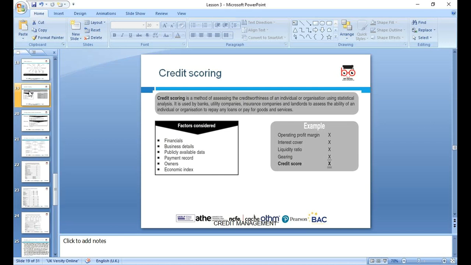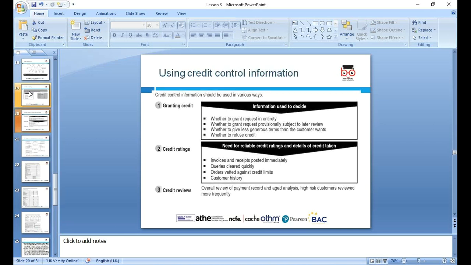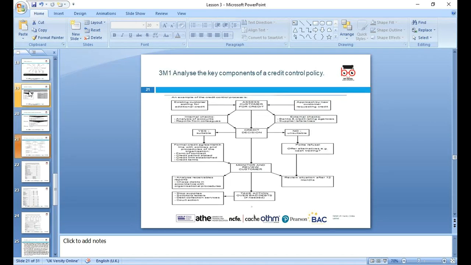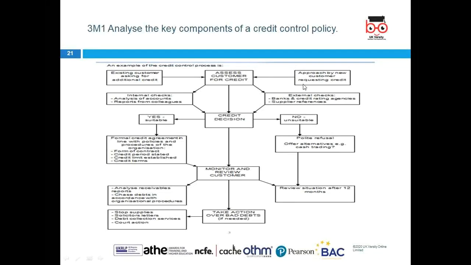Credit scoring, yes, what score you will give them. Credit scoring is a method of assessing the creditworthiness of an individual based on financial and business details and publicly available data, payment record, economics index. We can look around the profit, operating profit, interest cover, liquidity ratio, gearing ratio, and the credit score, and we can authorize or not authorize. So using the credit control information, granting credit rating, credit reviews we can do, and then we can ask these questions. Whether to grant the request is entirely what we do. We give them credit or not.